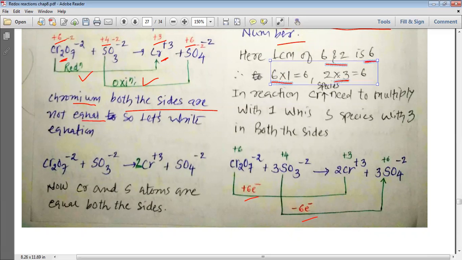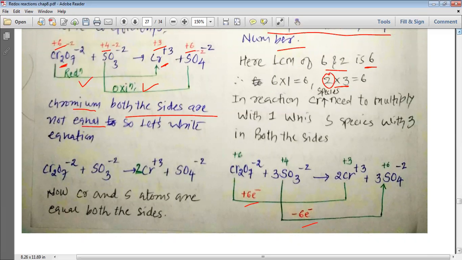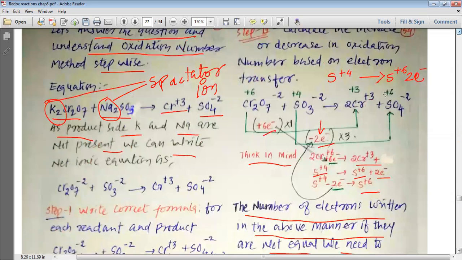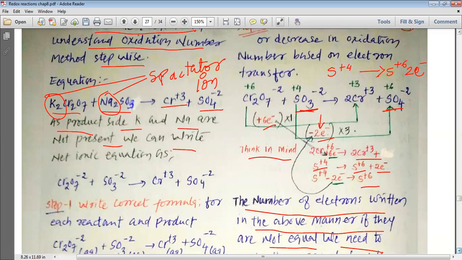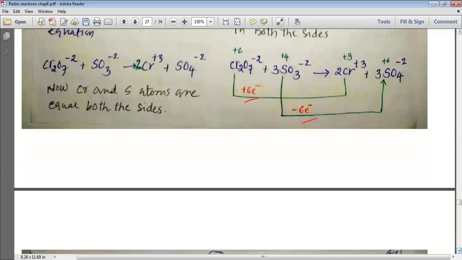So here, my dear students, I have written it clearly, that you can see here, this 6 electron, this 2 electron, these species which are involved need to be multiplied by 3 so that the total exchange of electrons would be the same. So by multiplying the species containing sulfur by 3, we can write the equation once again.